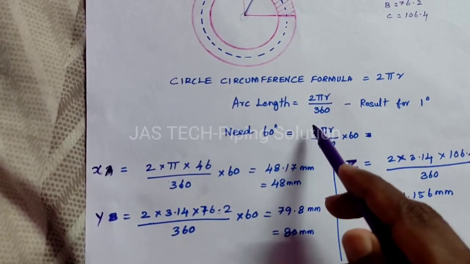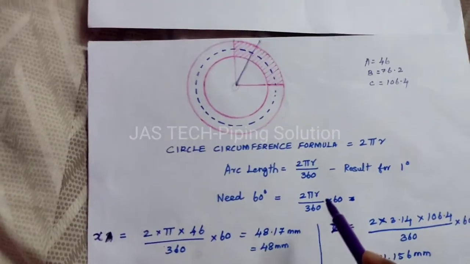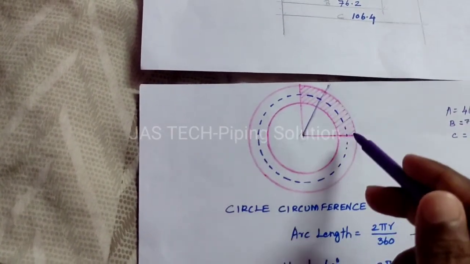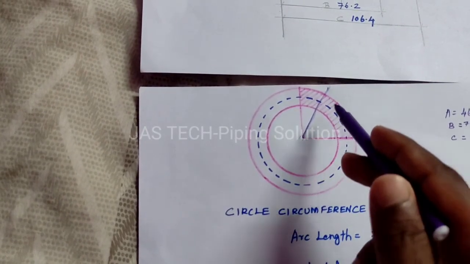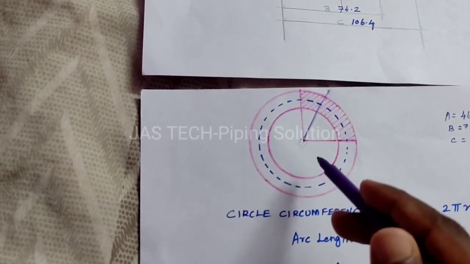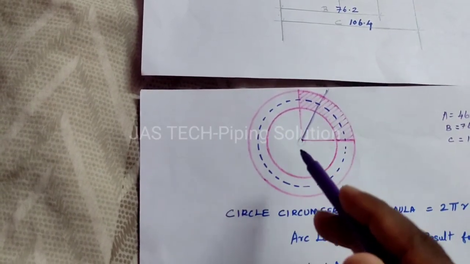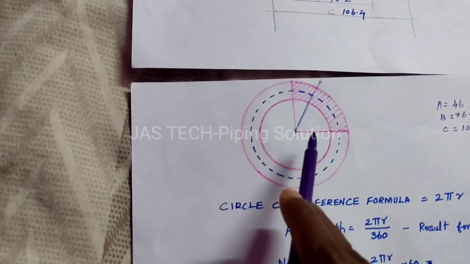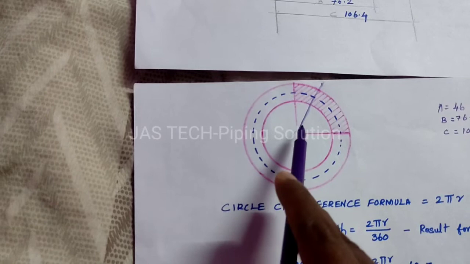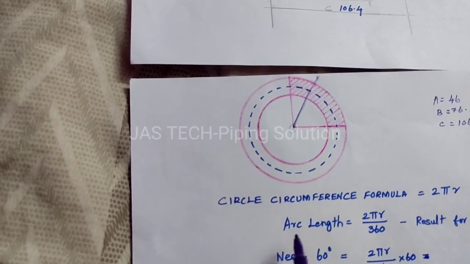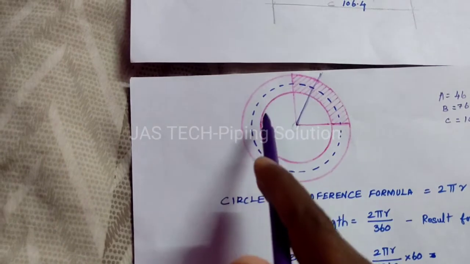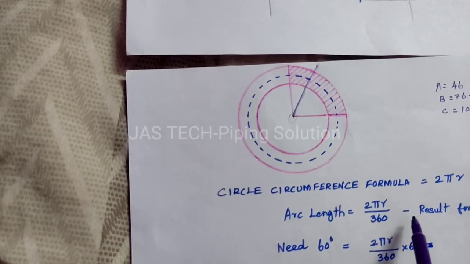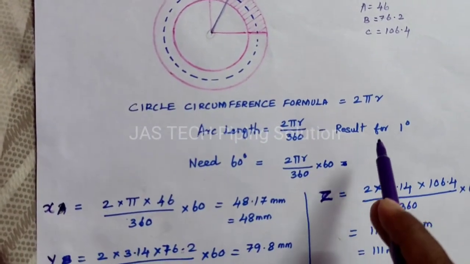How does this formula come? Just assume this is our elbow, this hatched line, our 90-degree elbow. This is for a circle. Assume this is a 360-degree circle. The formula for circle circumference equals 2 pi r. We need 1 degree, so it should be divided by 360. So arc length equals 2 pi r for circle circumference, over total degree 360 degrees. So the result will come for 1 degree.